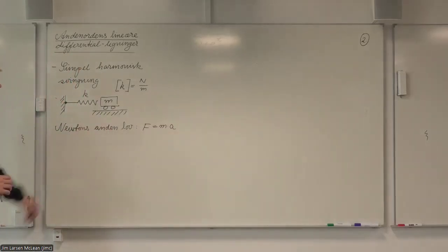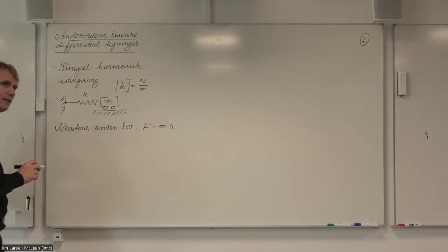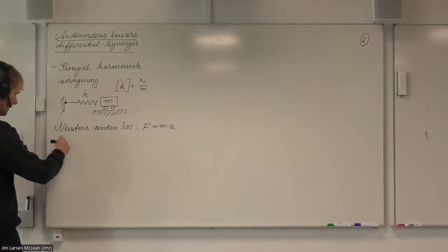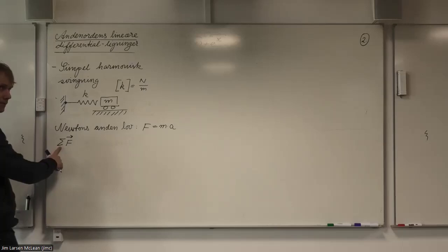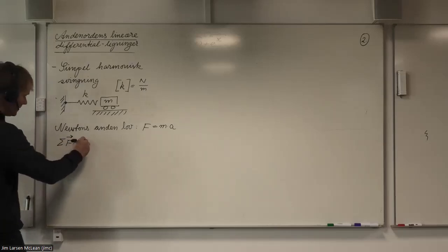So that is Newton's second law. And if you write it as you learn in more advanced physics, you write it like this. Take the sum of all forces present and add them together as vectors. That means you now take the sum of all the forces. Then you get mass times acceleration.